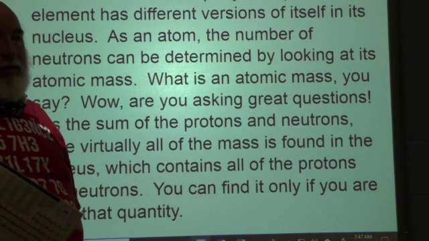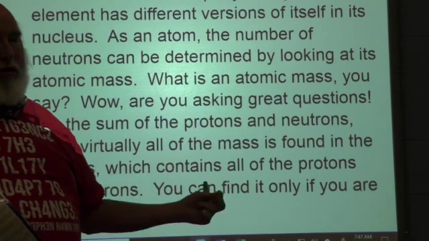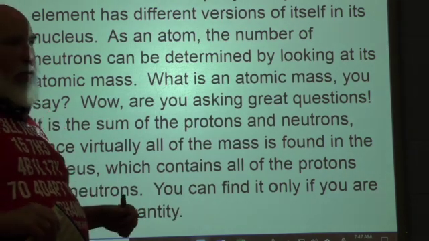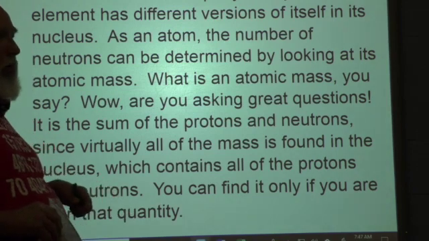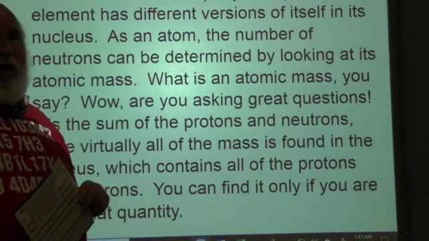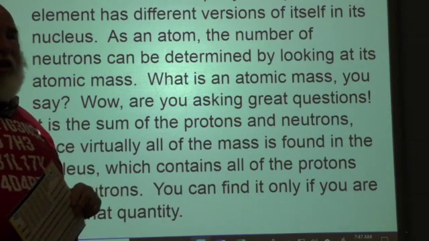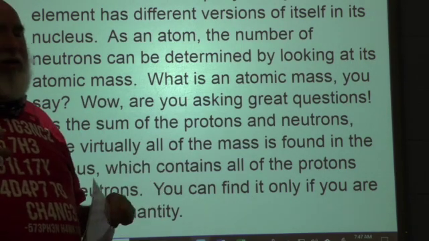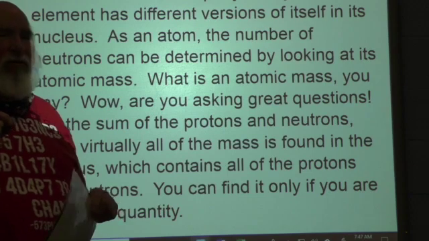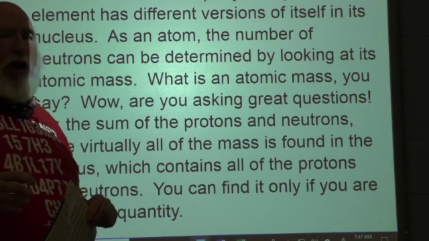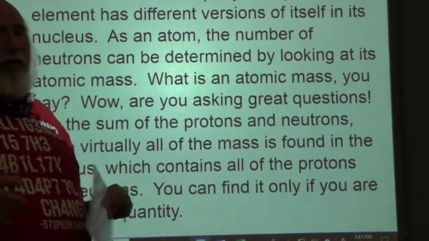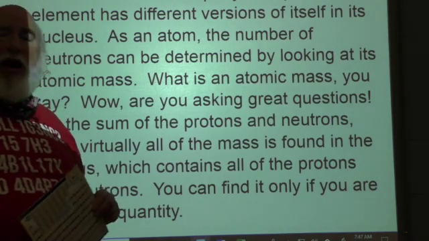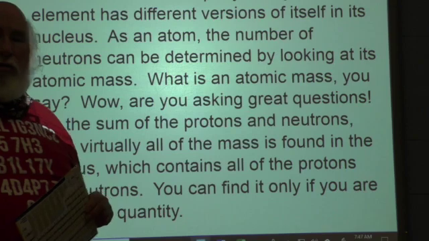Okay, so it's the same number of protons, same number of electrons, different number of neutrons. Now, the neutron and the proton are very close to the same mass. So close that we basically say they're the same. They're not the same, but they're so infinitesimally different that we say, oh yeah, that's pretty much the same. Electrons, however, are about 1/2000th of the mass of a proton or neutron.